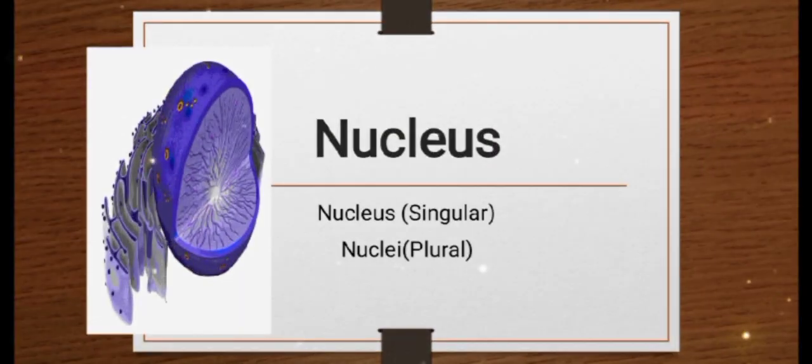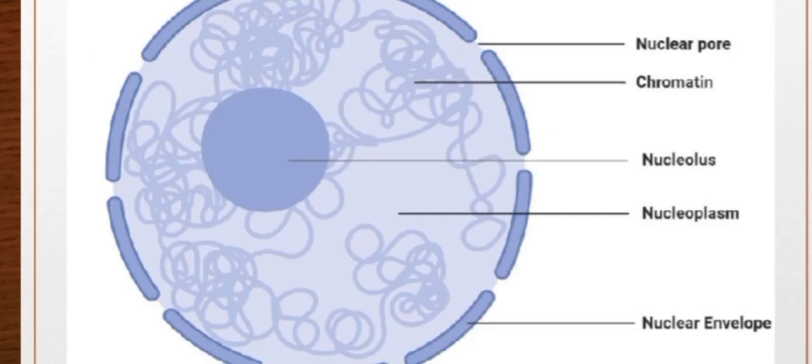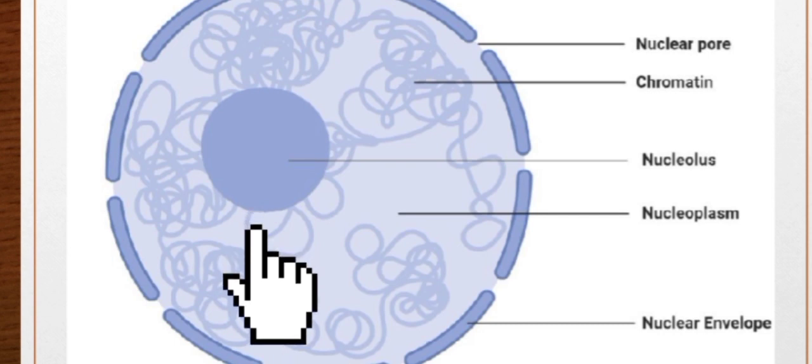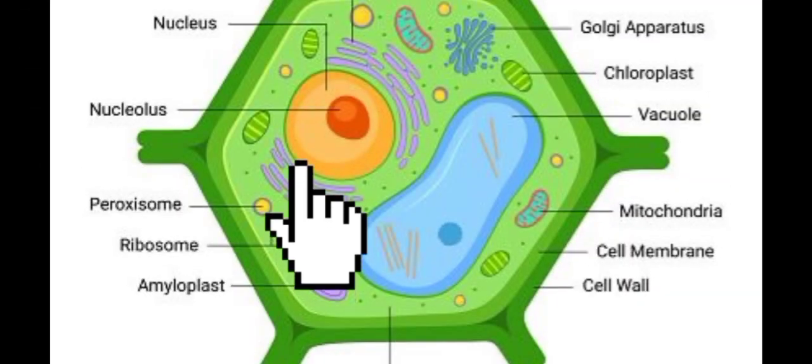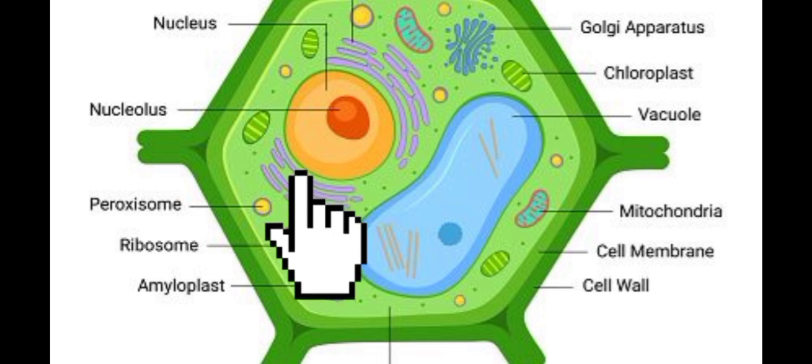Hello students, today we are going to study another topic from first year biology, nucleus. Nucleus is singular and nuclei are plural. This is the diagram of nucleus. In the case of animal cell, nucleus is present at the center of the cell. On the other hand, in the case of plant cells, it lies at one side.